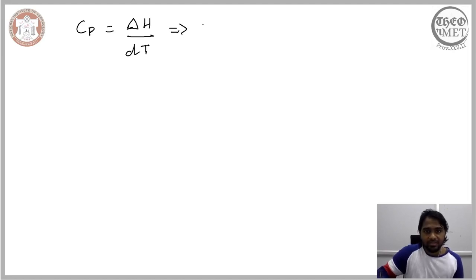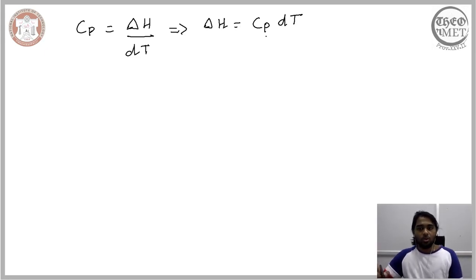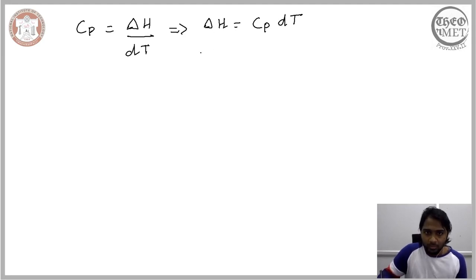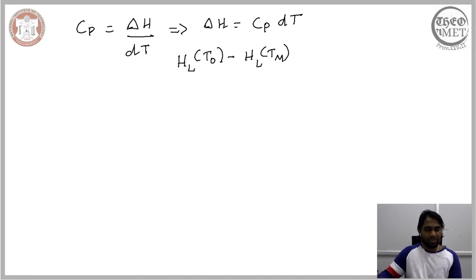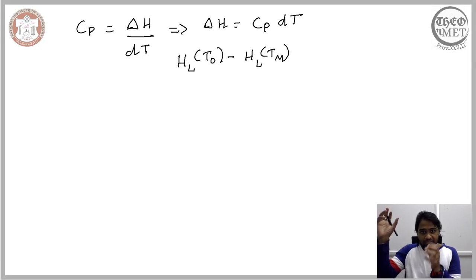Now we can rearrange this expression such that delta H is the product of the heat capacity at constant pressure and the temperature change. First we need to consider the enthalpy change for liquids. So for liquids, we have the enthalpy of the liquid at the final state T0 minus the enthalpy of the liquid at the initial state Tm. So we are bringing the system from Tm to T0. The final state is T0 and the initial state is Tm. The liquid remains the same.